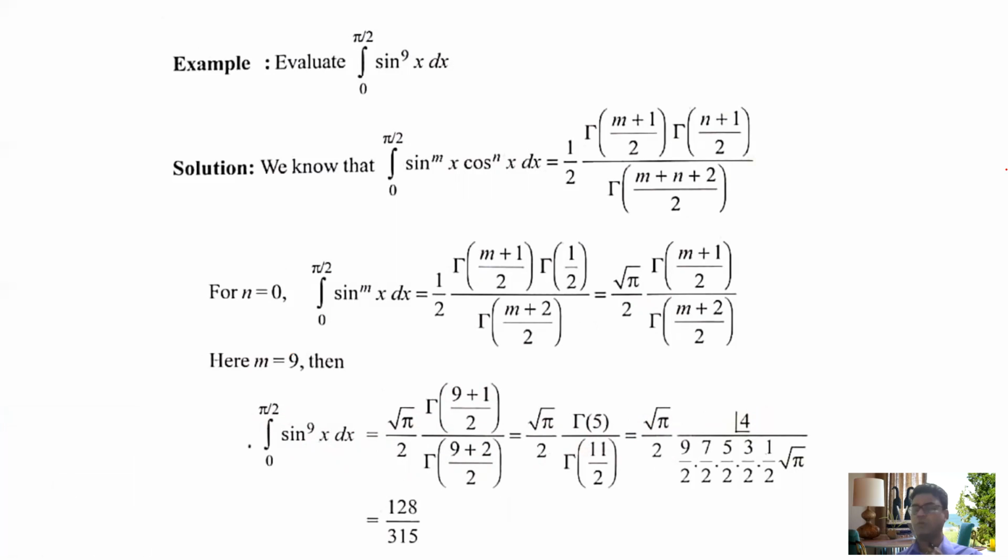And don't write each and every part, you should try to understand. Gamma 5 is equal to gamma 4 plus 1. So here 4 is an integer, so you may write 4. So that's why you have this.